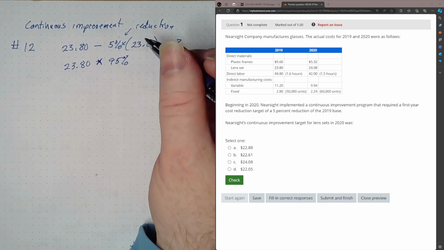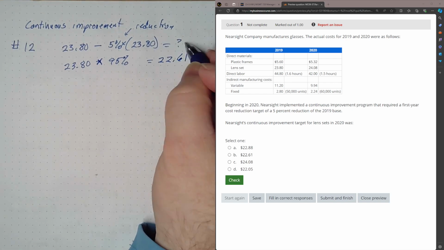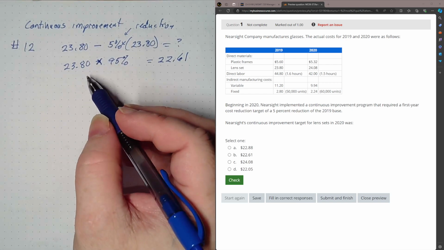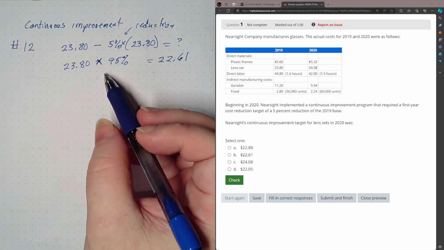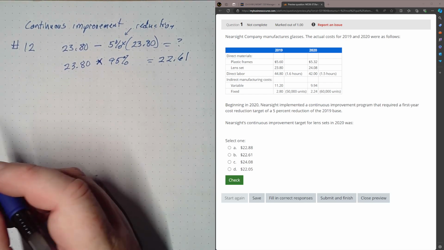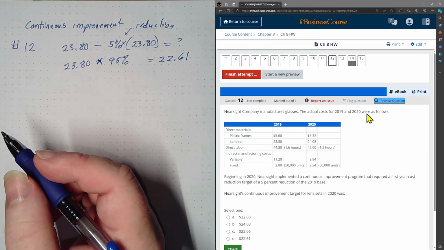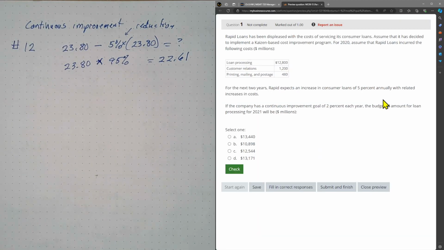So multiplying by 95% equals 2261. And that's what this ends up coming out to anyway. But just recognize the more steps that you can logically skip, the fewer potential errors that you have. Let's just see if that's right. And the second one, so that one was just called a continuous improvement. And this one they called a Kaizen based program, meaning it's still continuous improvement.